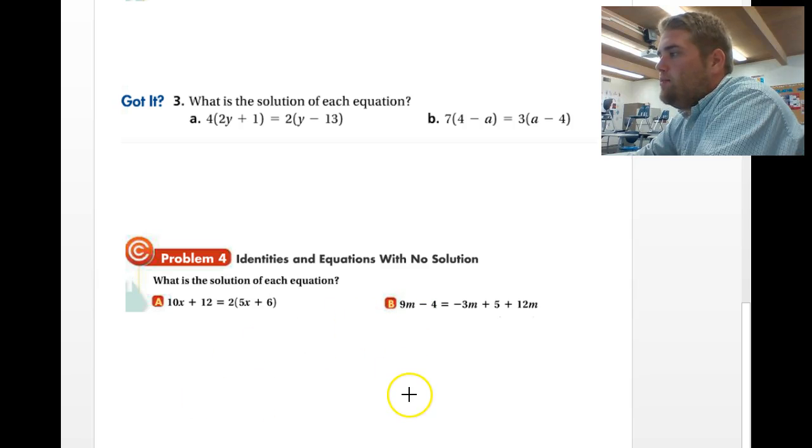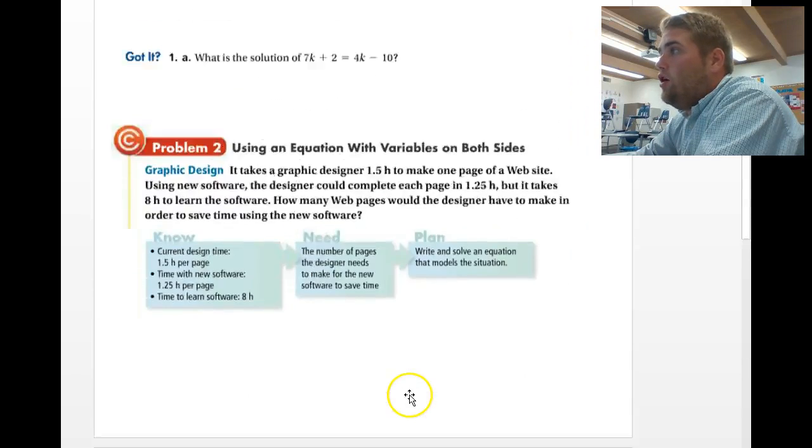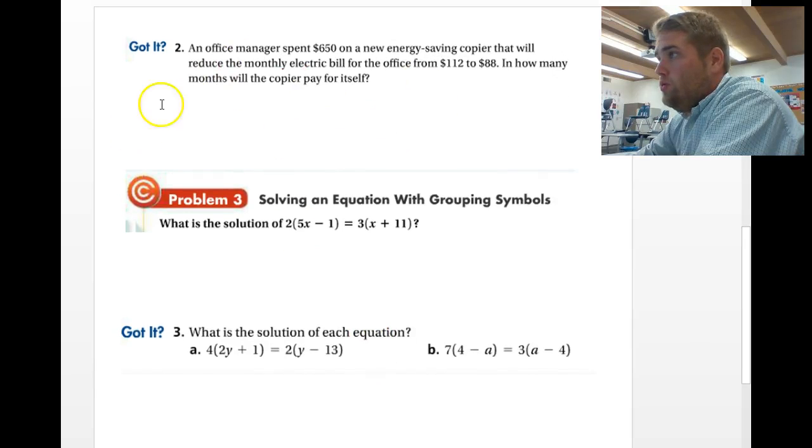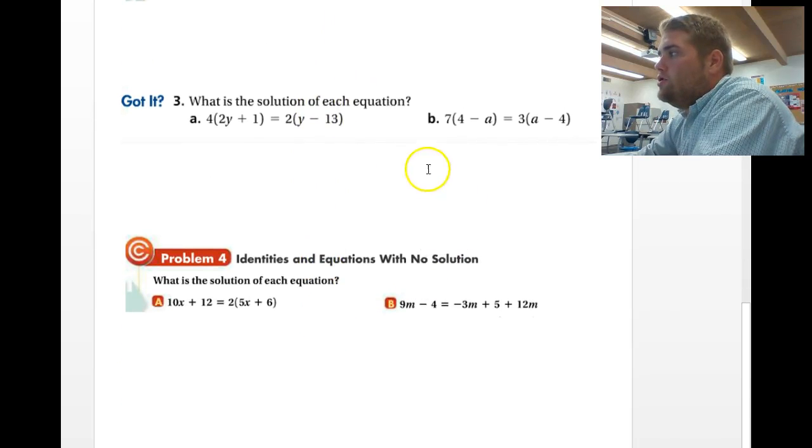So just in a recap, the problems that you guys need to try on your own. We did all of these. I want you to try 2, the word problem. Underline the important information and just attempt to set it up. I want you guys to try B on the got it, and I want you to try B on problem 4.